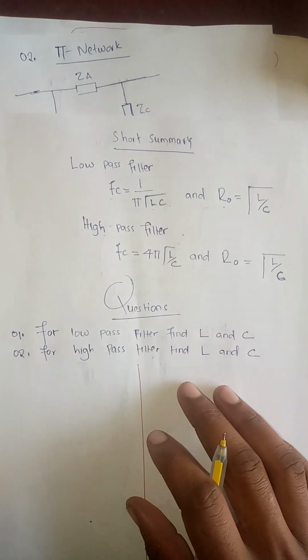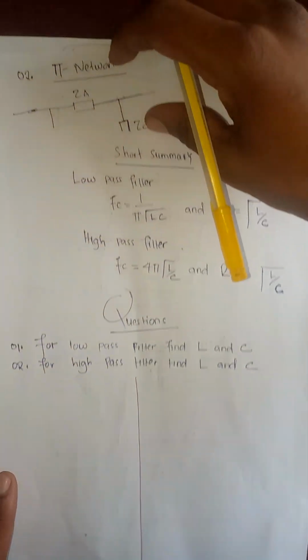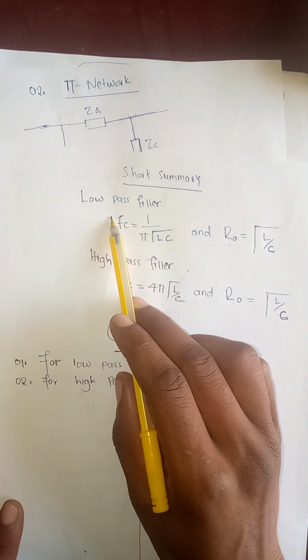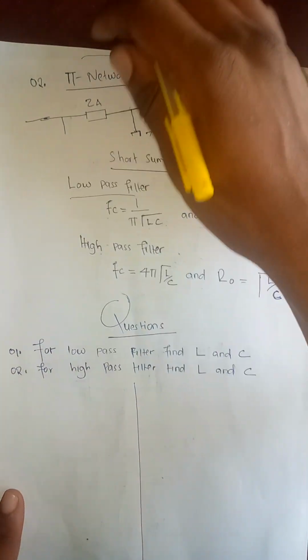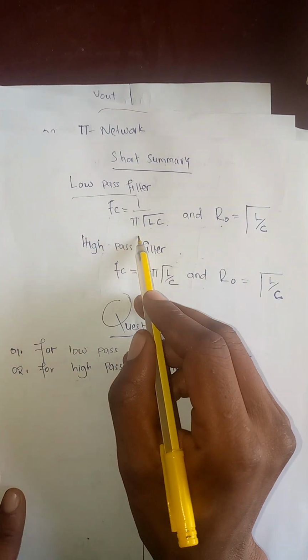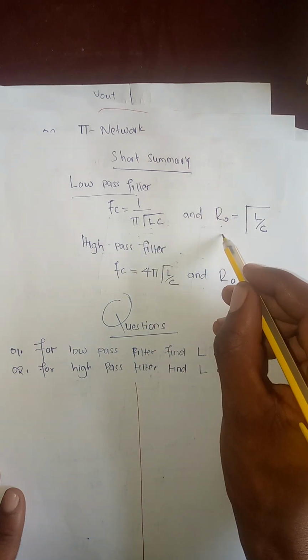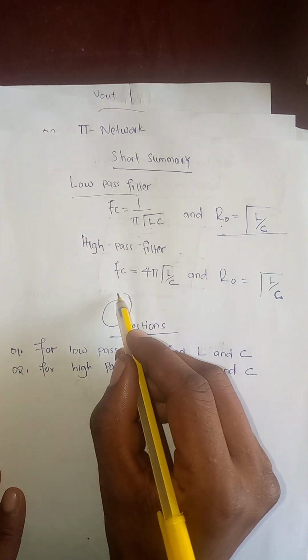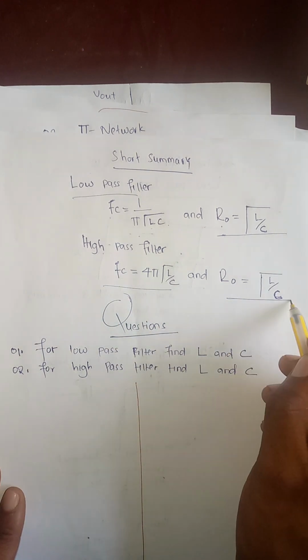I have summarized here so that you can take. This is a very simple and clear summary. This is for the low pass filter. For the low pass filter, the cutoff frequency is denoted by this formula, and the nominal impedance is this one. For the high pass filter, this is the cutoff frequency, and this is the nominal impedance.